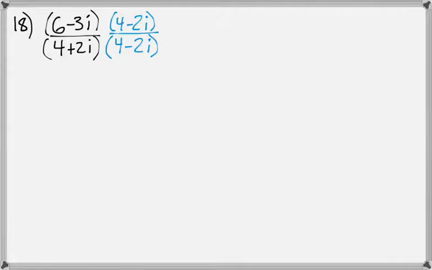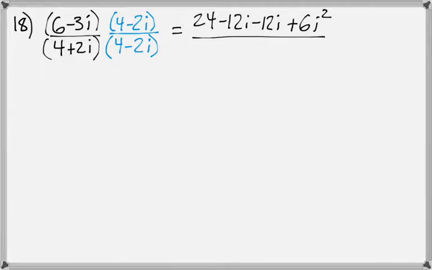So I'm going to need to FOIL both of these. If you FOIL the top, then you're going to get 24 minus 12i minus 12i plus 6i squared. On the bottom, the middle terms will cancel out, and you'll get 16 minus 4i squared.